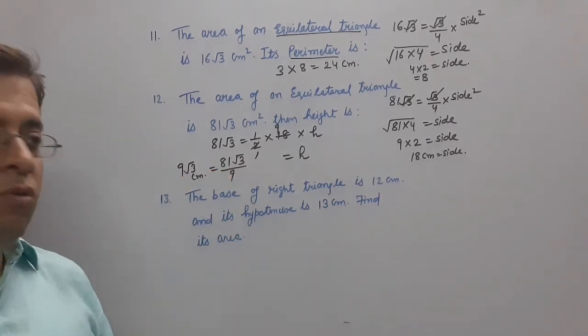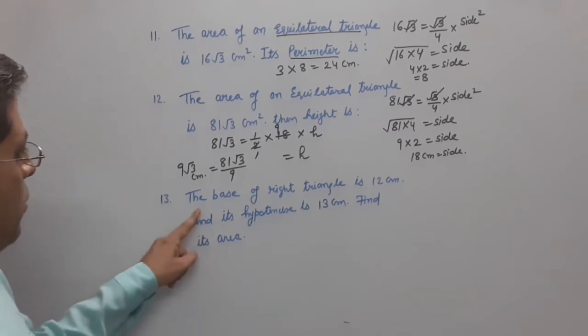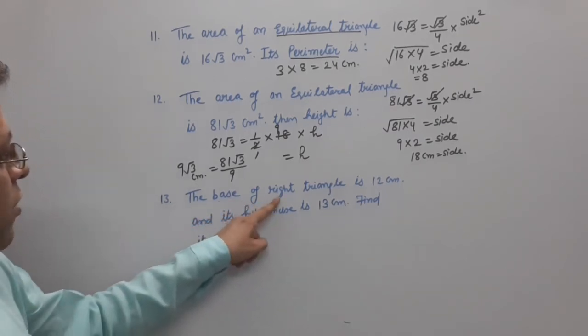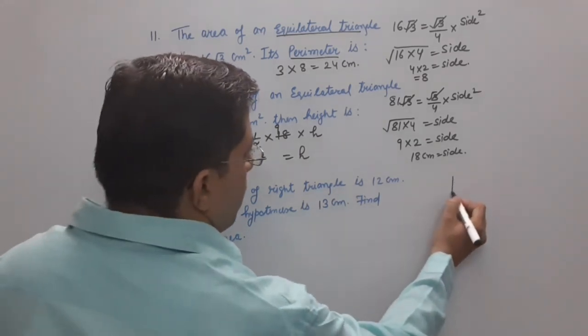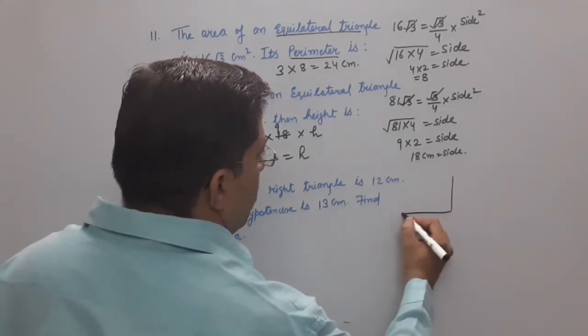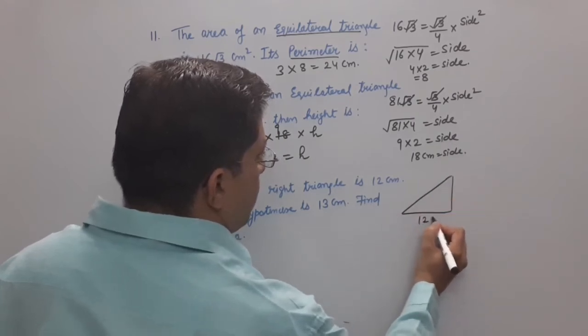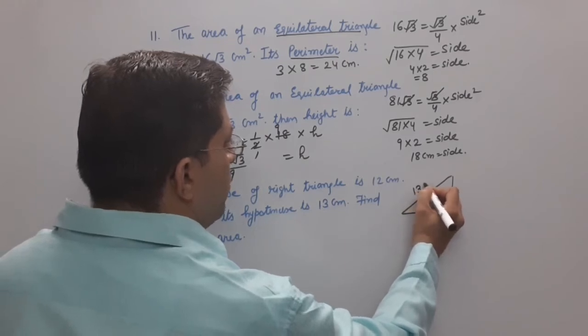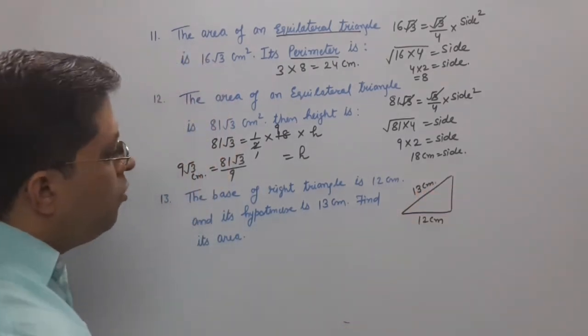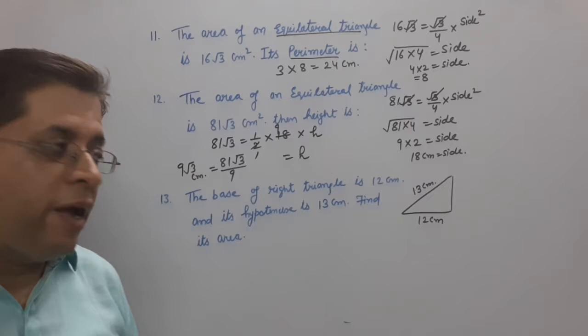Come on to the last question. Next question is here. The base of a right triangle is given to you, 12 centimeter. See, base is given to you, 12 centimeter. Hypotenuse is given to you, 13 centimeter. And you have to find the area of this right triangle.